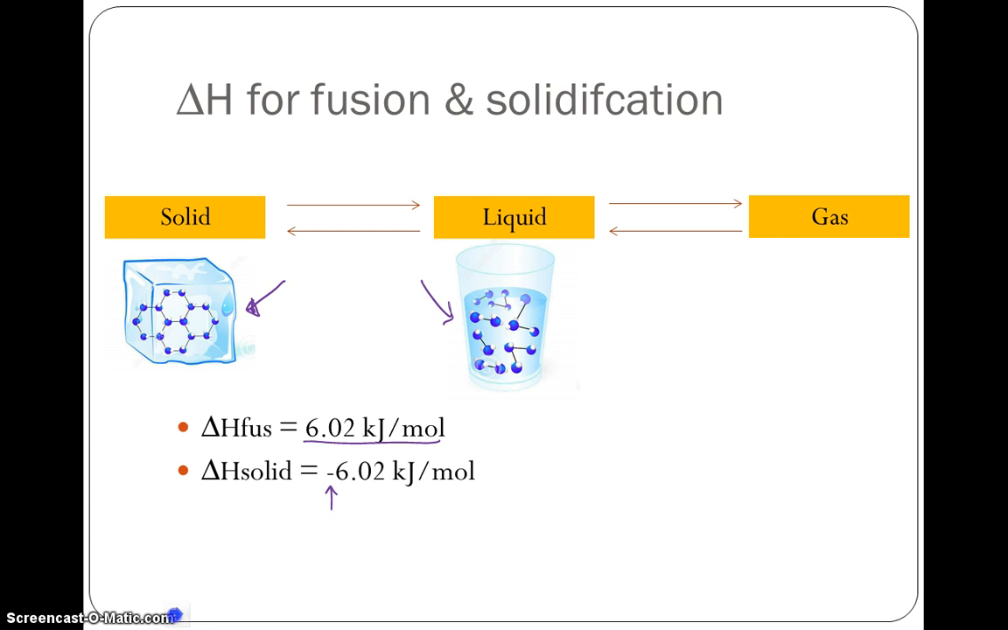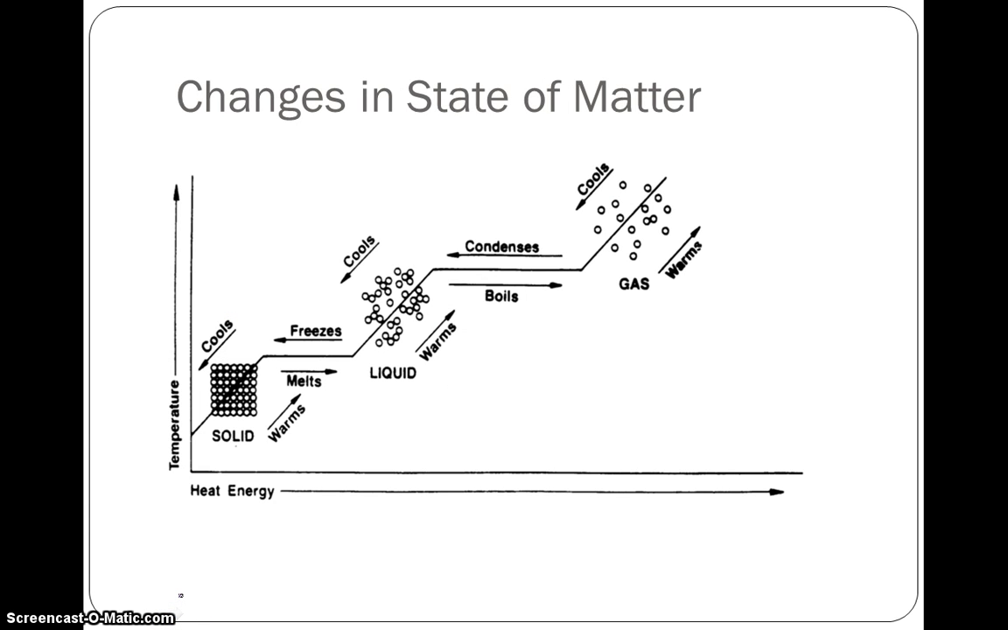So let's go back to that picture and talk about what's happening here. This fusion and solidification process is happening right here on this first flat line. If we're thinking about water, we know that water melts and freezes at 0 degrees Celsius. And what we can see is that during the process of melting and freezing, we're still putting energy in, but our temperature is not changing at all.